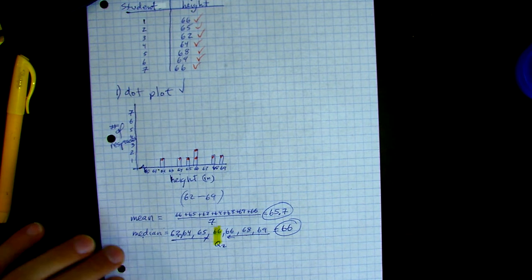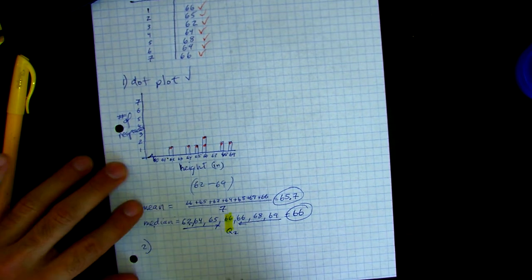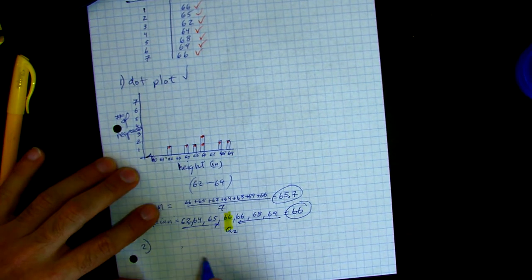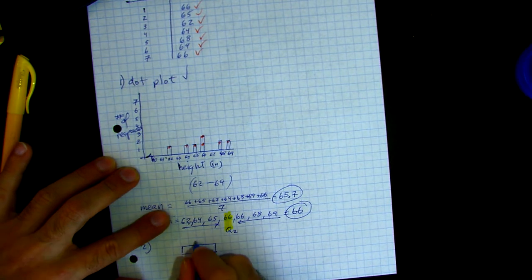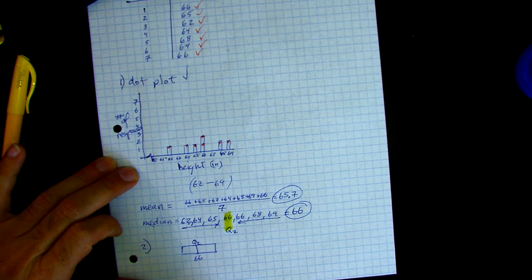Okay, so next we have to make a box plot. That's number 2. It's gonna be a nice quick explanation for you. And I'm looking at this box plot. I already know my Q2 is 66 because that's the median, excuse me.